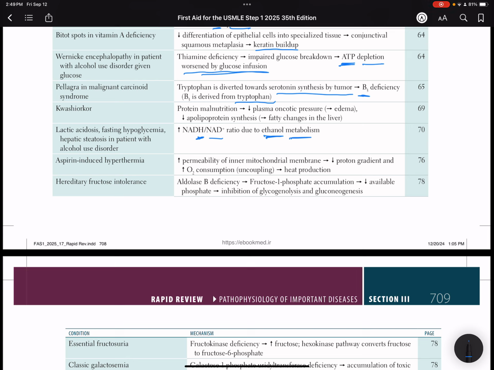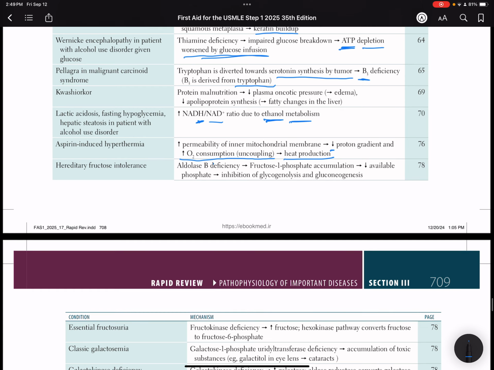Next, what is aspirin-induced hyperthermia? In aspirin-induced hyperthermia, you have increased permeability of the inner mitochondrial membrane, decreased proton gradient, and increased O2 consumption, which is uncoupling. Increased O2 consumption via uncoupling leads to heat production.